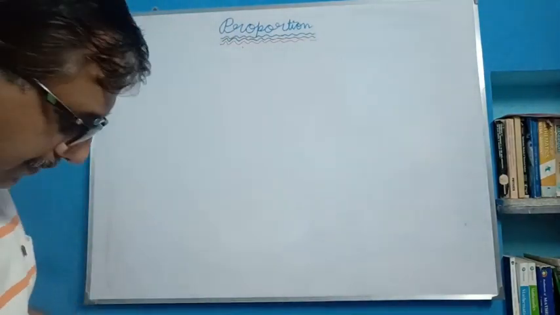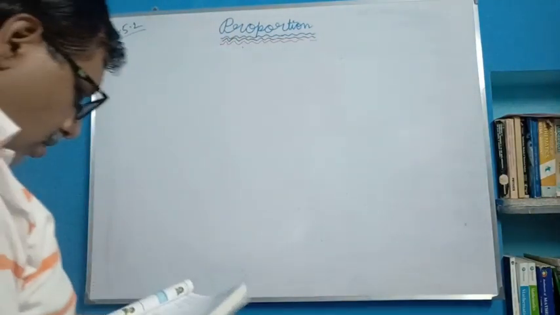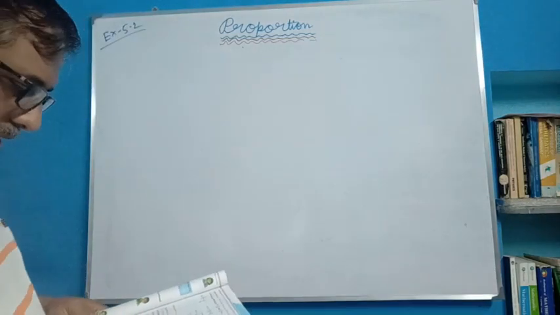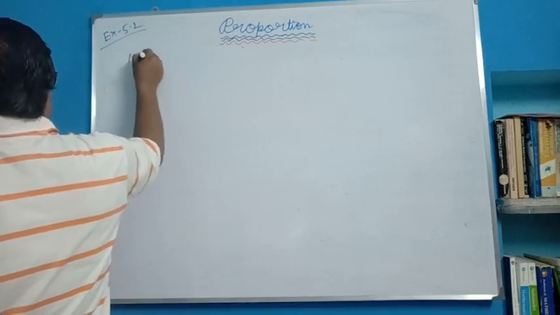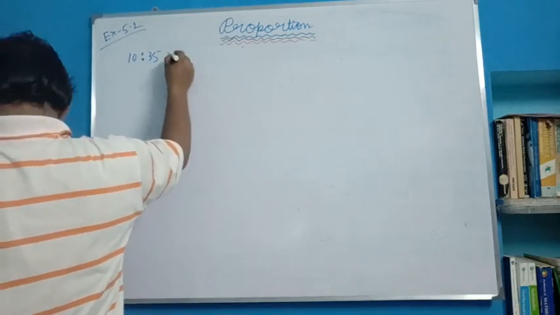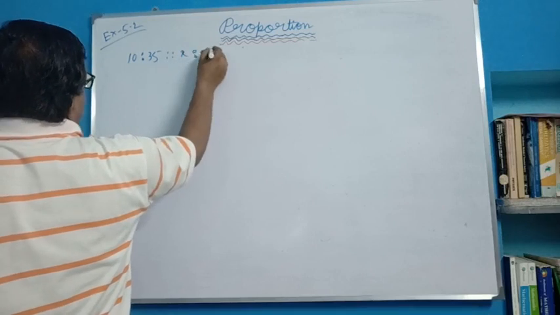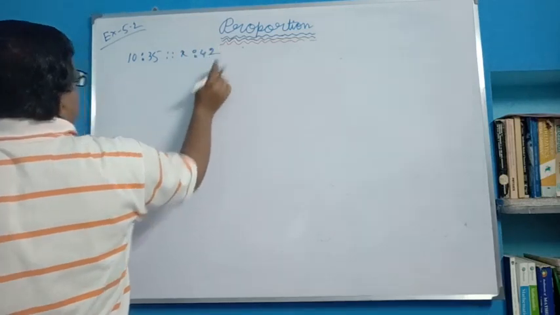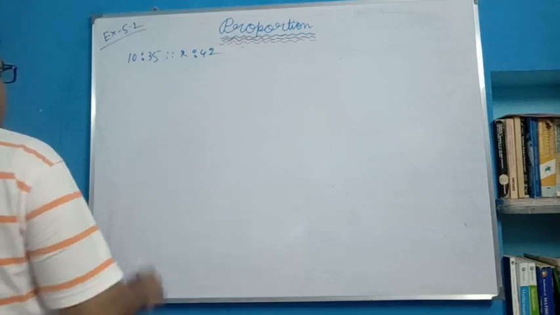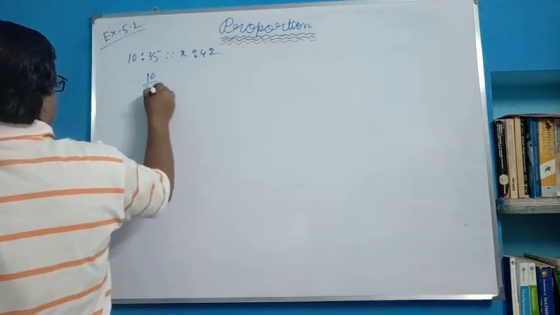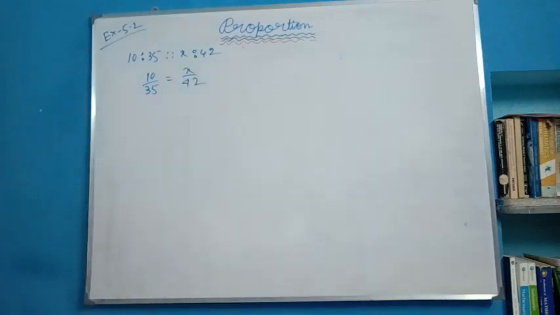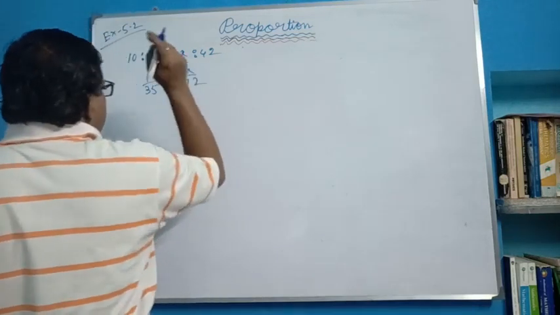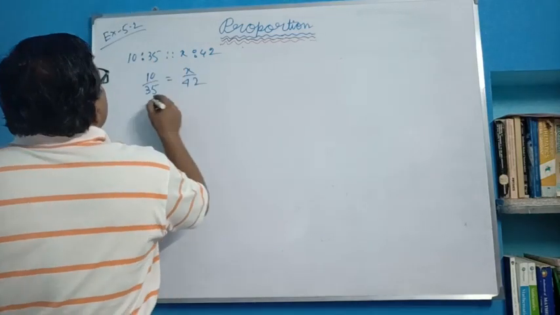Next we start exercise 5.2. Let us find the value of x for the following proportions. First problem, 10 is to 35, x is to 42, sorry. So very easy, there are so many processes. If we follow this, a by b is equal to c by d, then we find x very easily.